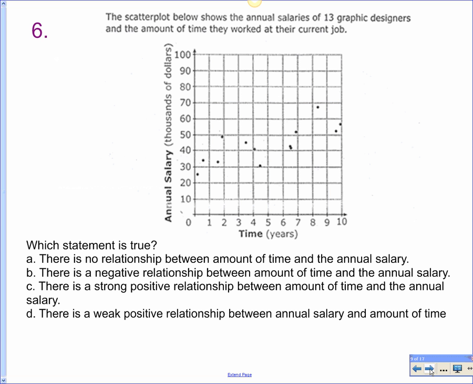The scatter plot below shows the annual salaries of 13 graphic designers and the amount of time they work at their current job. Which statement is true? There is no relationship. There is a negative relationship. There is a strong positive, or there is a weak positive. All right, Faith, what's the first thing I want you to do on these? Up here, draw a line. So we're going to draw a line. Try to split the dots half above it and half below it. So draw your own line on your paper.